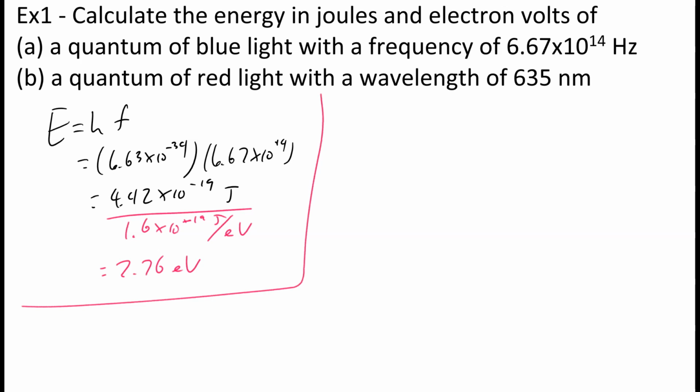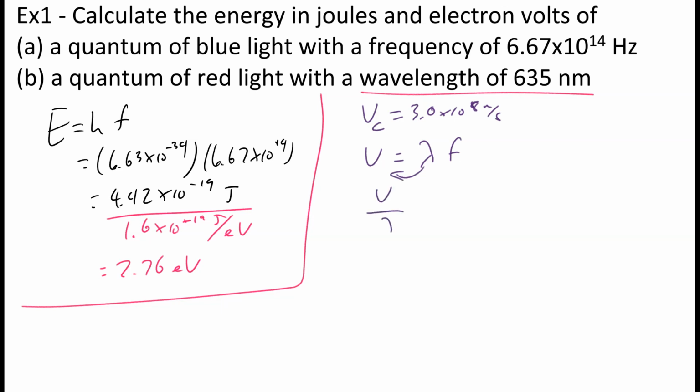Now what you'll notice with question B is we don't have a frequency, but we have a wavelength. Now let's think about what we're working with. We're working with light. So we know the speed of light is going to be 3.0 times 10 to the 8 meters per second. And if you remember from last year, we had a formula that was speed is equal to wavelength times frequency. Now we need frequency, so what I'm going to do is bring this over, and I'm going to say speed over wavelength is equal to frequency.